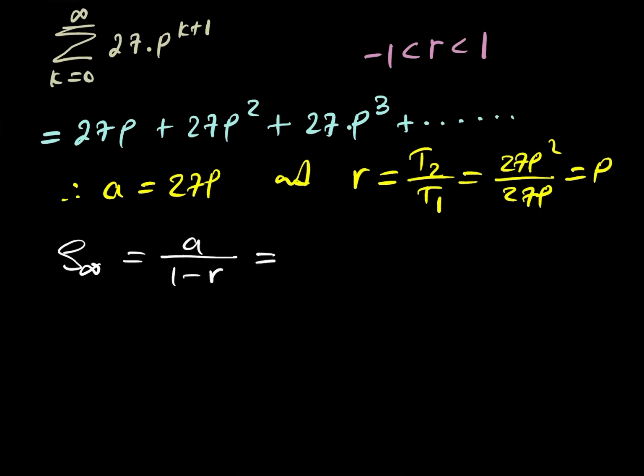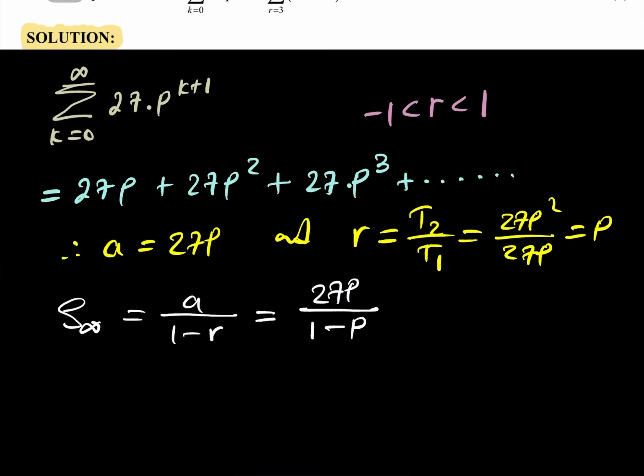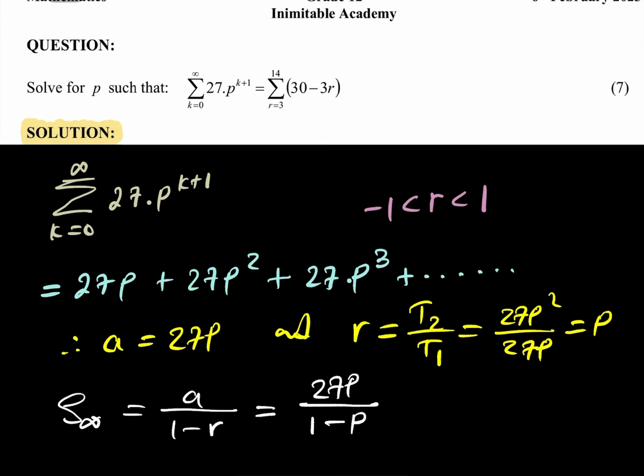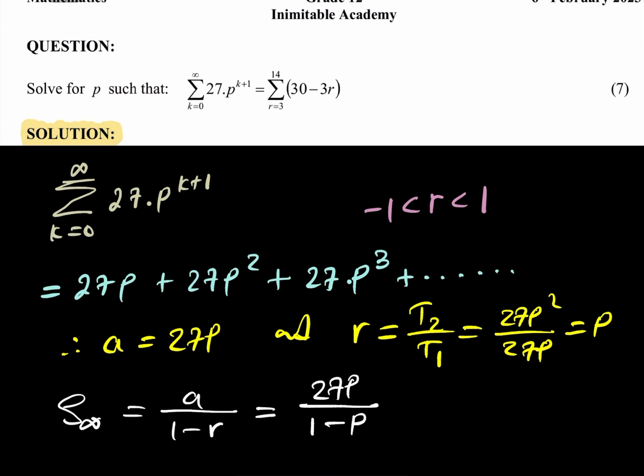Now pay attention, what is your A? Your A is this one, 27p, divided by 1 minus R, which is 1 minus p for this particular equation. Now I'm going to do the very same thing on the right-hand side of the equation, which is basically this one. So let's do it together.